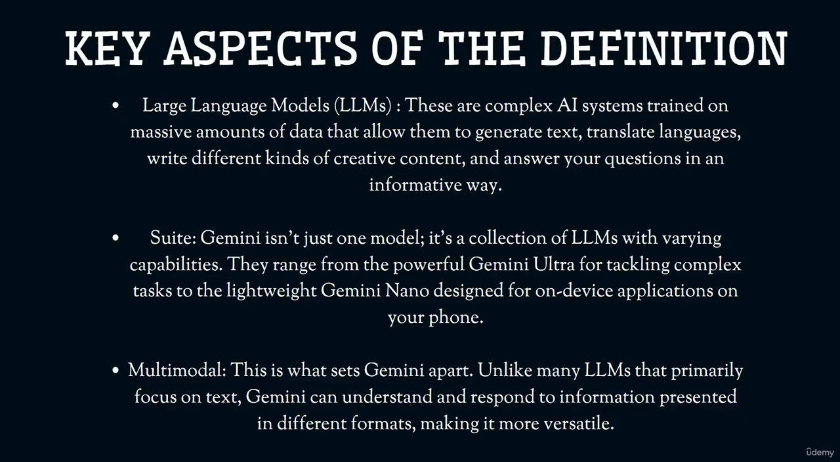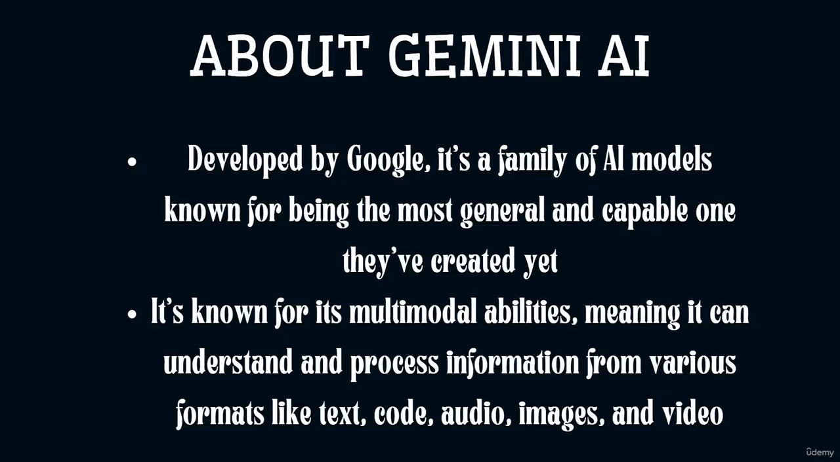Okay, so the next thing we are going to look at is Gemini AI. It was basically developed by Google, as I was telling, and it's a family of AI models, known for being the most general and capable one they have created yet. So over here, Gemini AI is developed by Google, and it's a family of AI models. Gemini AI is the latest and most capable one that Google has created yet.